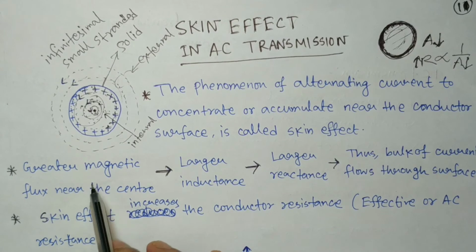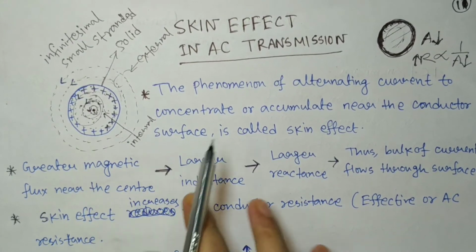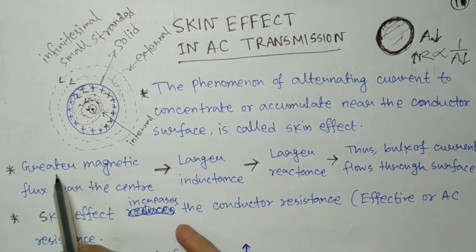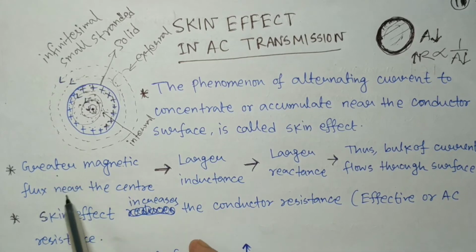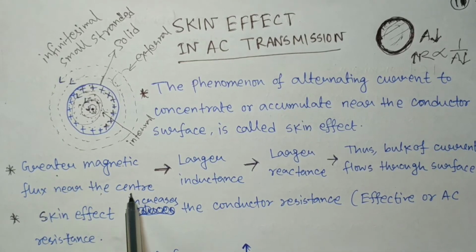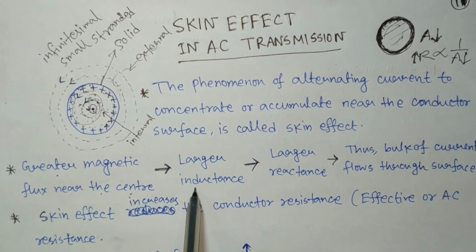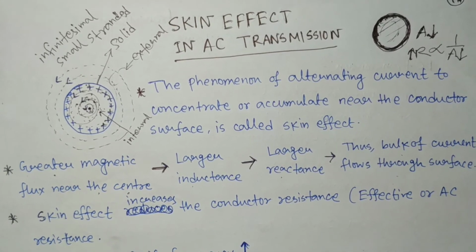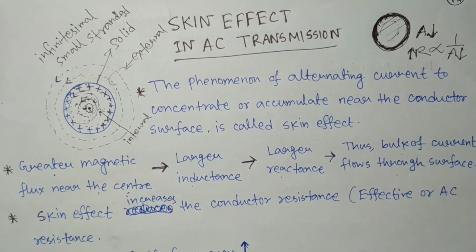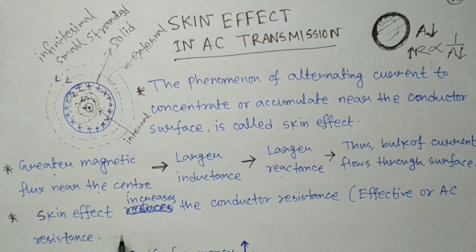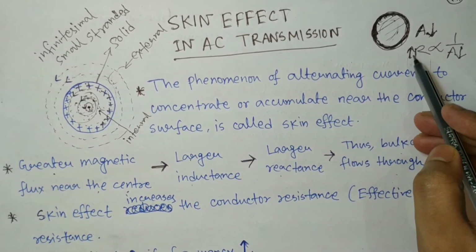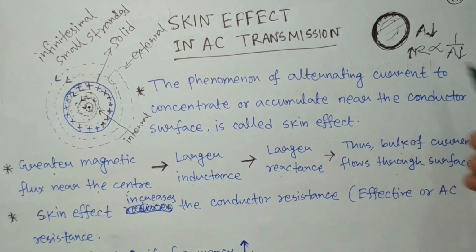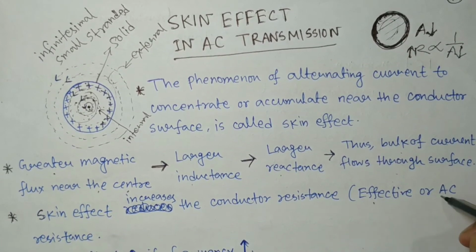Before that, one thing you should also see. Here I have summarized this: greater magnetic flux near the center, I have explained why. Larger inductance, larger reactance, thus the bulk of current flows through the surface. This is the concept of skin effect. So skin effect increases the conductor resistance. Here I have explained why the resistance is increased, and which is called effective or AC resistance.